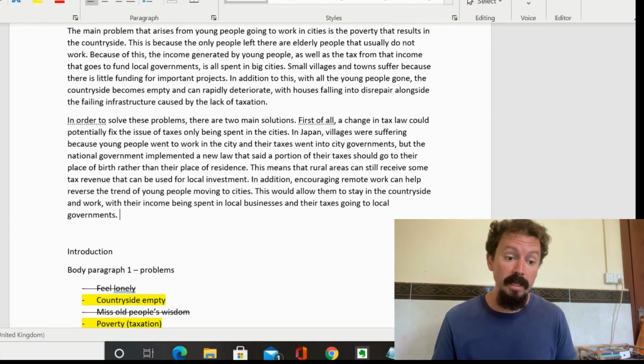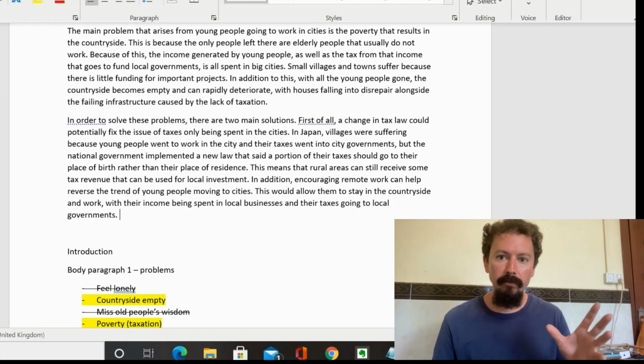First of all, a change in tax law could potentially fix the issue of taxes only being spent in the cities. In Japan, villages were suffering because young people went to work in the city and their taxes went into city governments. But the national government implemented a new law that said a portion of their taxes should go to their place of birth rather than their place of residence.